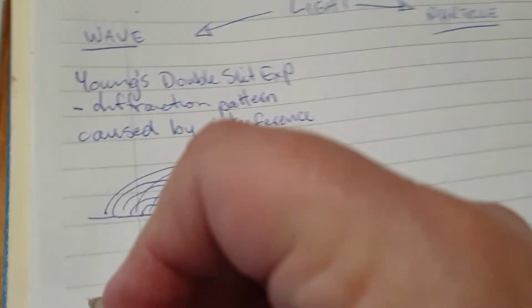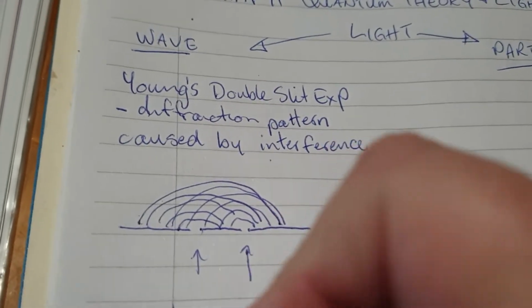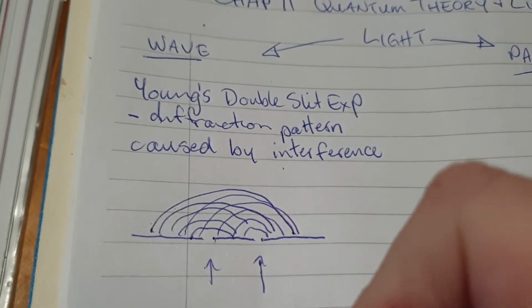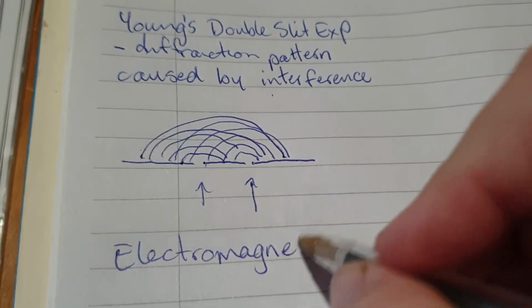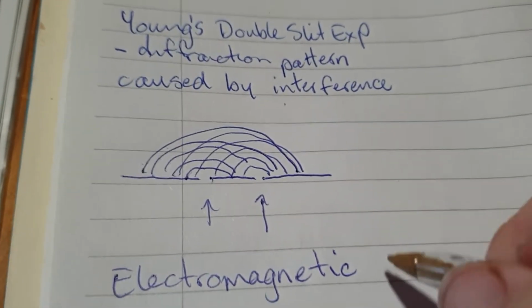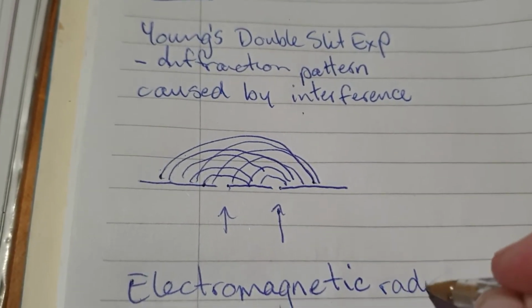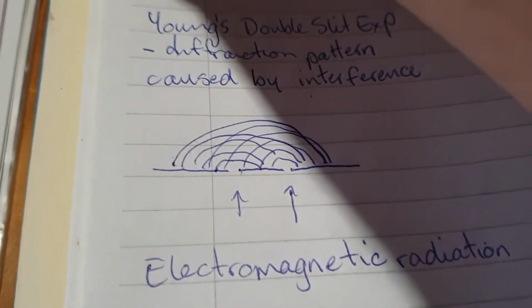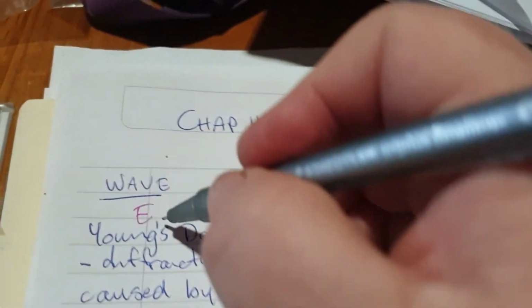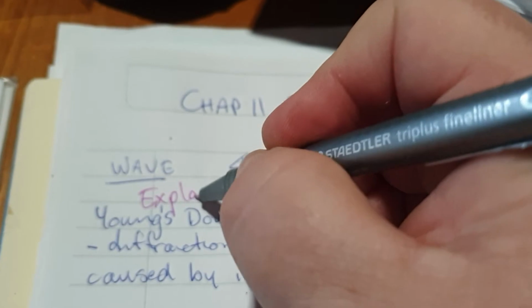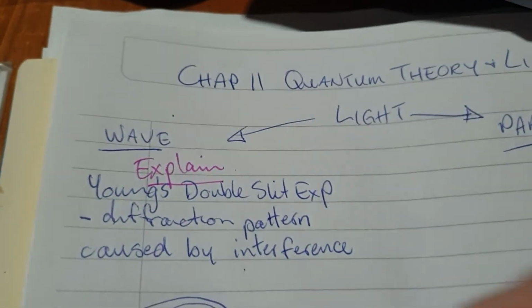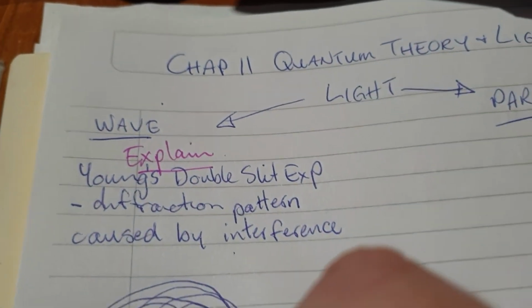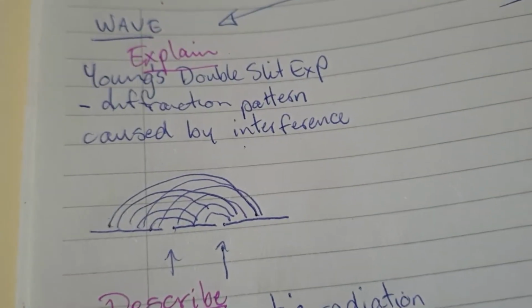So this is like my cheat sheet that I'm making. Well, not cheat sheet, revision sheet. Electromagnetic radiation. And I'm going to go back and write on here that I have to be able to explain this one, and this one is describe. That's what the syllabus wants us to be able to do.